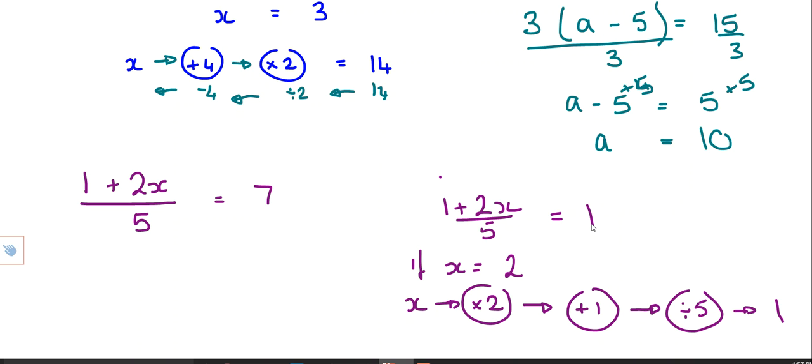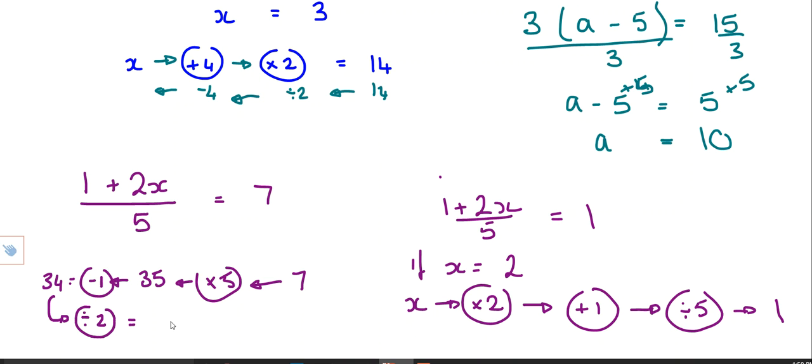So now I've understood what I would do, I've got to do the opposite. This time I'm starting at 7 and I've got to figure out what we put in. So what do I have to undo first? I have to times it by 5, and what answer do I get? 35. Then I have to minus the 1, which means I get 34, and then I have to divide by 2, which gives me 17.